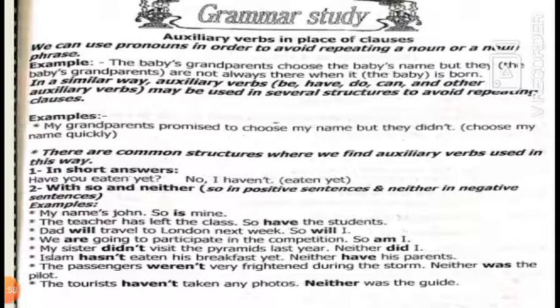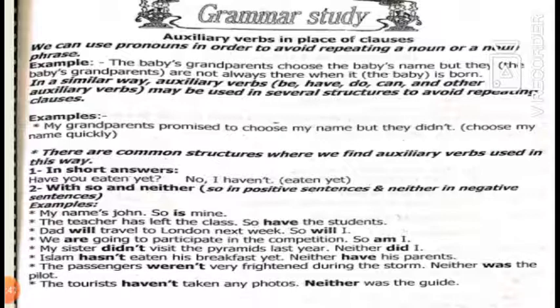In a similar way, auxiliary verbs like verb to be, verb to have, verb to do, can, and other auxiliary verbs may be used in several structures to avoid repeating clauses. For example, my grandparents promised to choose my name, but they didn't. Here it means that they didn't choose my name. There are common structures where we find auxiliary verbs used in this way, like in short answers. For example, when I say, have you eaten yet? No, I haven't. It means that I haven't eaten yet.